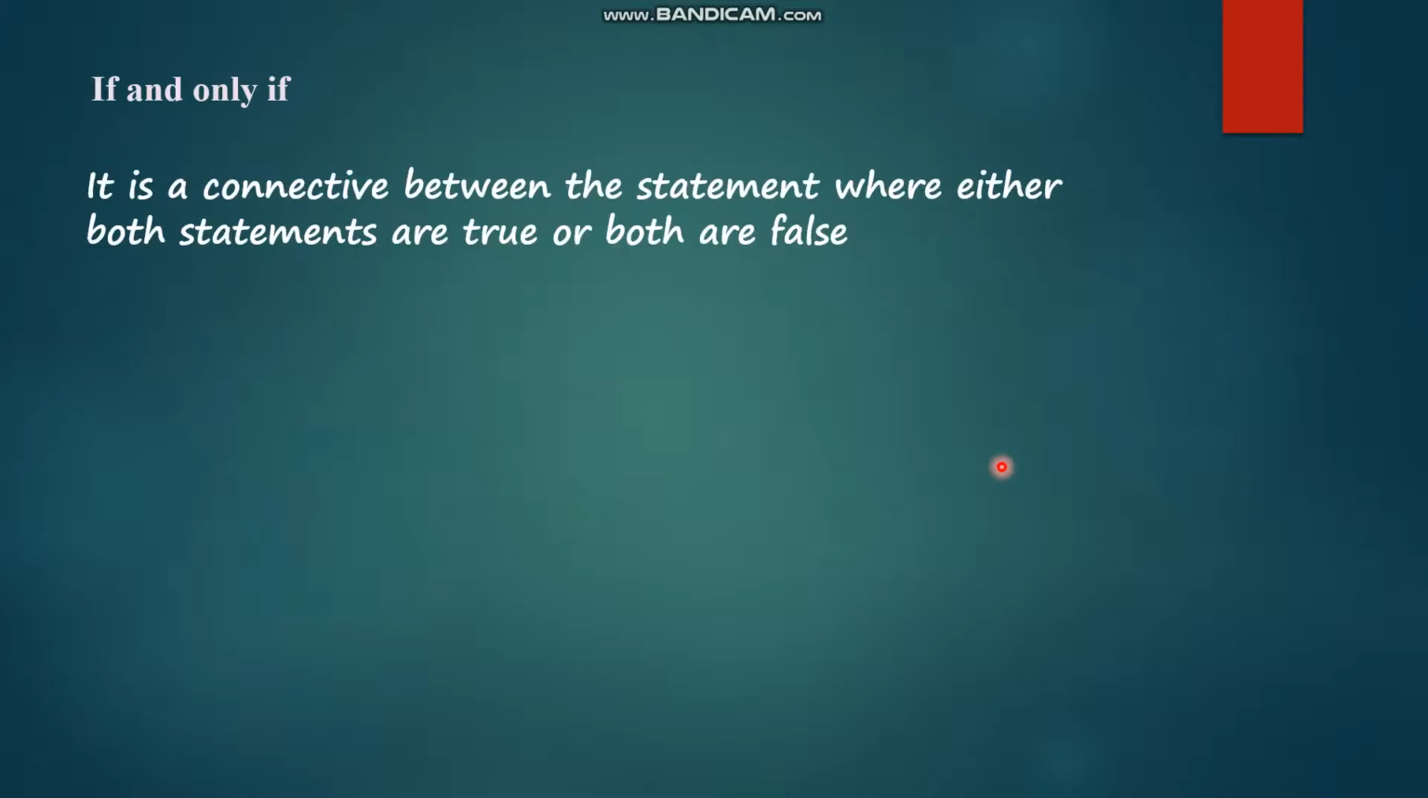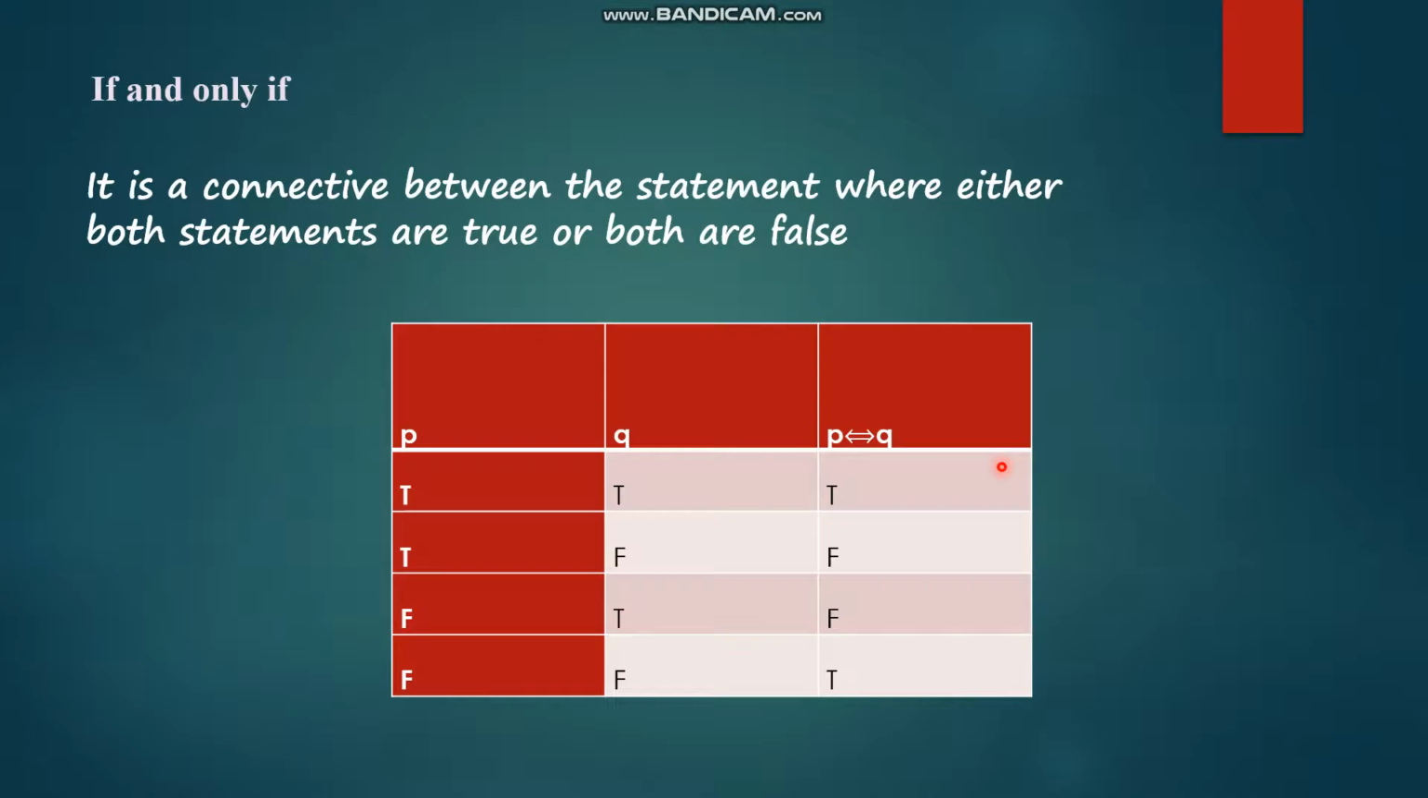Next comes if and only if. It is a connective between the statements where either both statements are true or both are false. And this is the truth table.